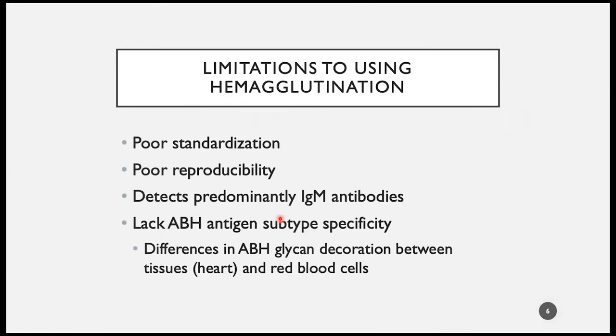Hemagglutination for anti-ABO antibody detection has many limitations though. First off, it's not standardized, and there's a lot of variability in the choice of platform by each lab, as well as the technique and the interpretation by each technologist who is running the test. It also has poor reproducibility and detects predominantly IgM antibodies. And lastly, it lacks ABH antigen subtype specificity to account for differences in the tissue versus the red cell ABH glycan expression, which is very important when you're determining if a patient is suitable for transplant.